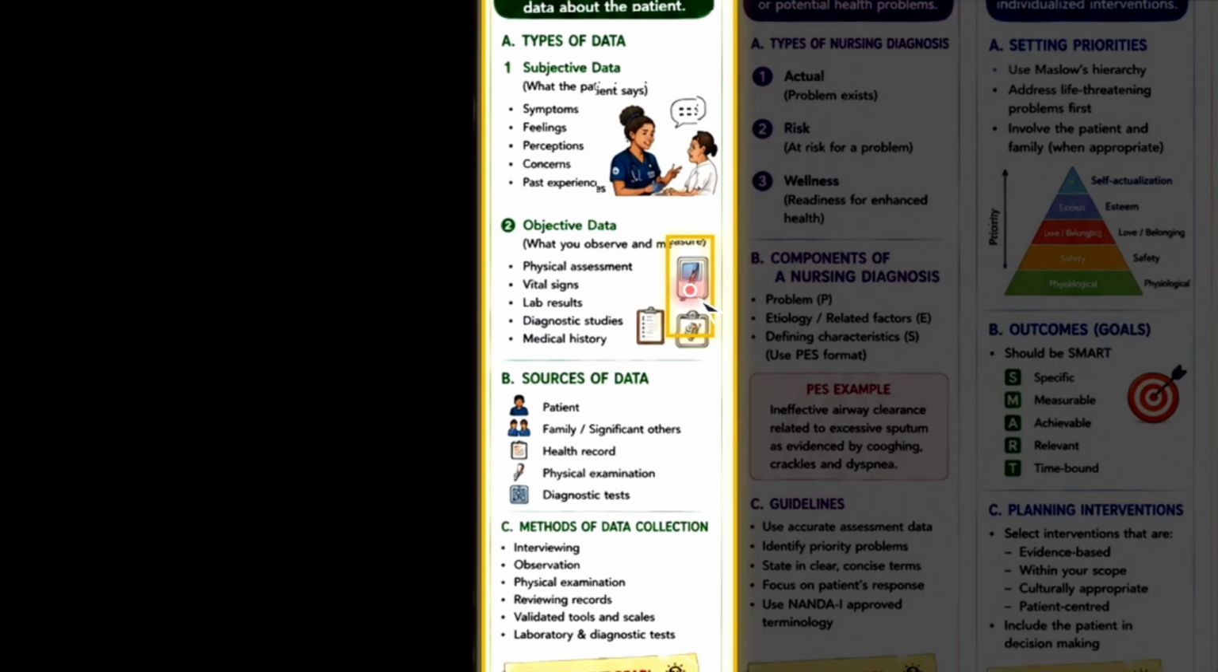To systematically collect this data, we utilize 6 established clinical methods. We conduct structured interviewing to obtain history, we maintain continuous clinical observation, we perform physical examinations using inspection, palpation, percussion, and auscultation, we perform rigorous chart reviews, we administer validated tools and standardized clinical rating scales, and we evaluate diagnostic laboratory studies. As our assessment pearl emphasizes, accurate assessment is the absolute foundation of safe, competent, and effective nursing care. Never rush your assessment, for an undetected clinical sign can compromise the entire plan of care.